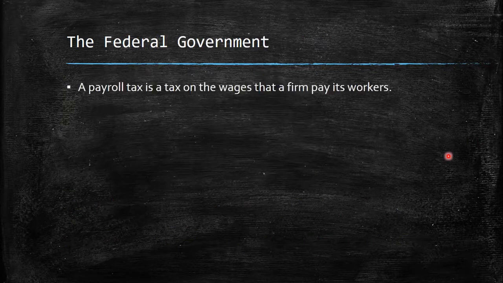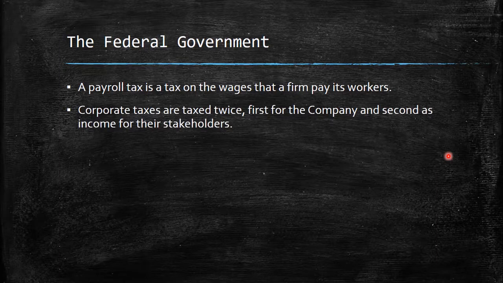So here we're going to talk a little bit about the different kinds of taxes. The first one is the payroll tax. Basically, it is a tax on the wages that a firm pays its workers. And there is another one, which is the corporate taxes. It's important to take into account here that they are taxed twice. In the first instance it is taxed for the company, and the second time for the stakeholders.